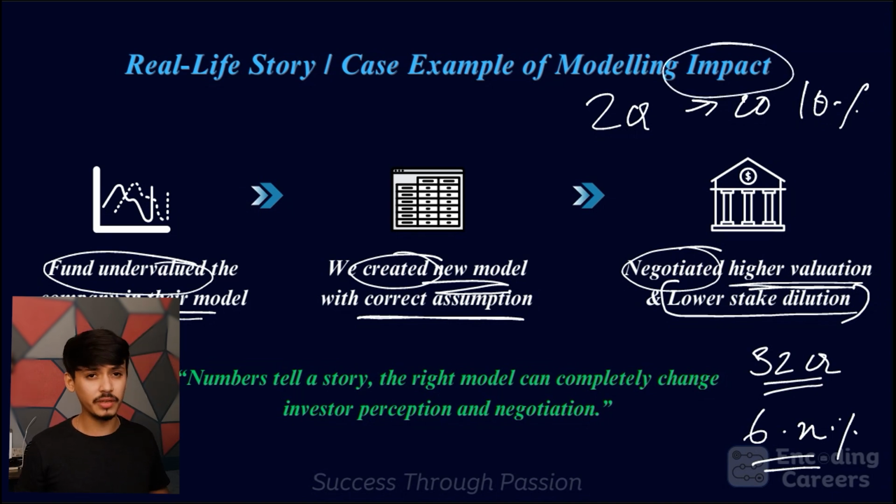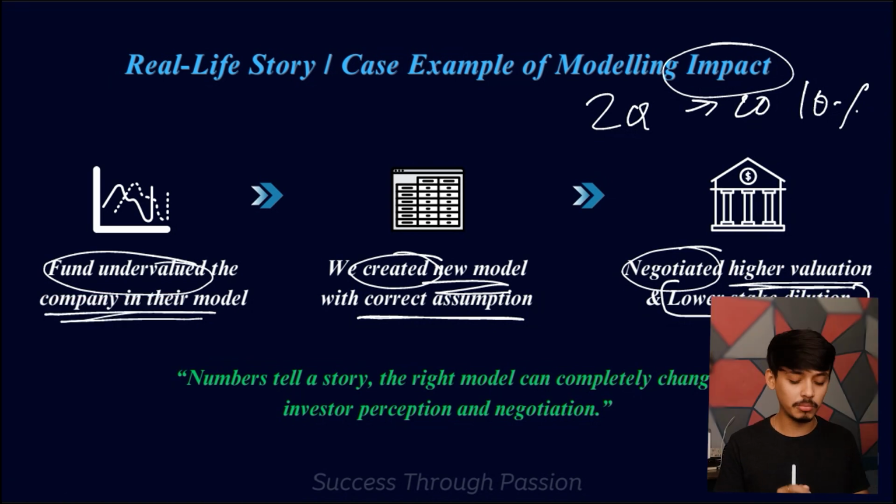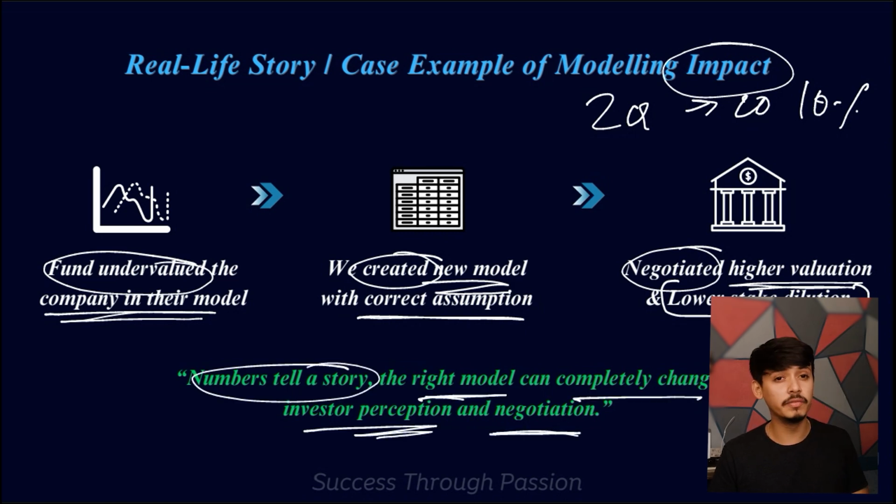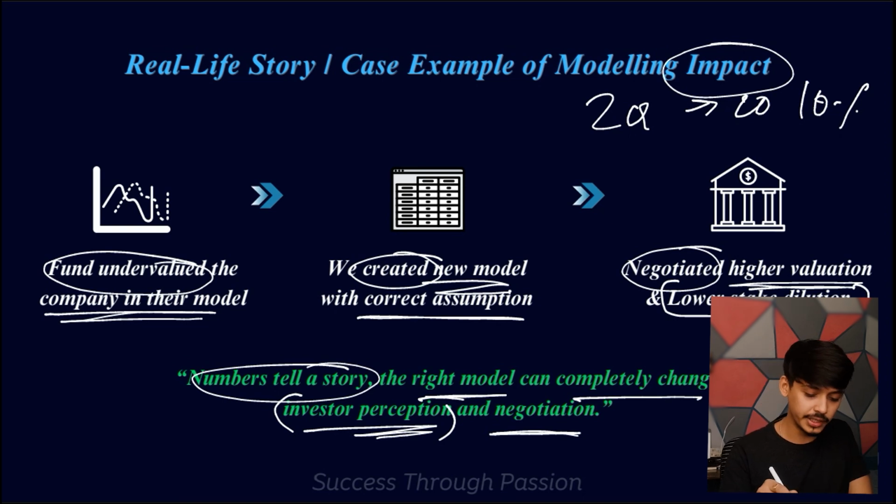And here with the story we understood that as an investment banker, you have to be backed by data and numbers when you are creating the entire financial model. So here numbers tell a story. The right model can completely change investors' perception and negotiation. A right model with good assumptions and well-researched data points can completely change investor perception, which is what we also did. We negotiated a higher valuation, and then the entire negotiation was on our side. So that is the use of a financial model while you are working on a fundraising deal.